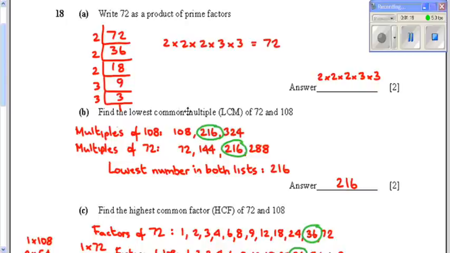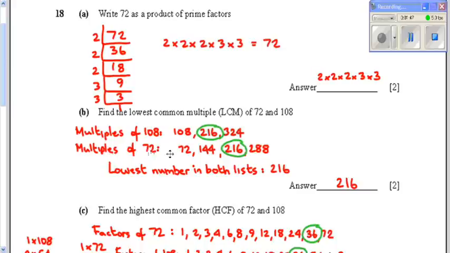Okay, part B says find the lowest common multiple, LCM, of 72 and 108. So we're going to write out the multiples of each of those numbers. You have a calculator, and you're allowed a calculator, so you can use that. So it's like the times table for 108. So 108 times 1 is 108. 108 times 2 is 216. 108 times 3 is 324.